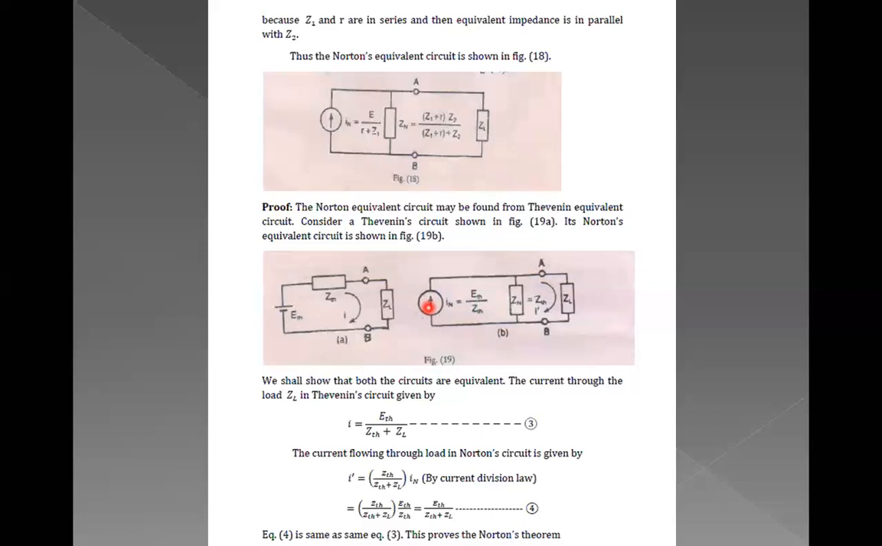Instead of IN, we know IN is ETH by ZTH. From here you can see that IN is equal to ETH by ZTH. If you substitute that and cancel ZTH from numerator and denominator, I dash is nothing but ETH by ZTH plus ZL. So if you compare equations number 3 and 4, you can say that Norton's theorem is proved.